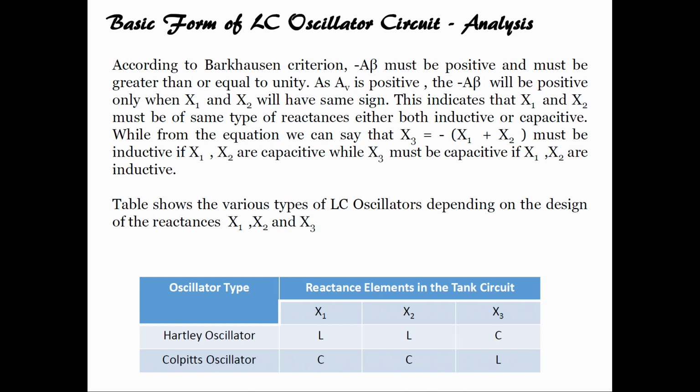We can also say that X3 equals minus X1 plus X2. That means that if X1 and X2 are capacitive, X3 should be inductive, and if X1 and X2 are inductive, X3 should be capacitive, and vice versa. So, if X1 and X2 are inductive and X3 is capacitive, it is a Hartley oscillator, and if X1 and X2 are capacitive and X3 is inductive, it is a Colpitts oscillator.